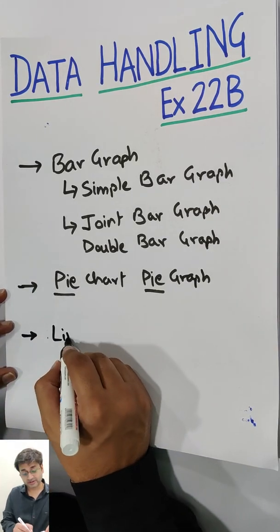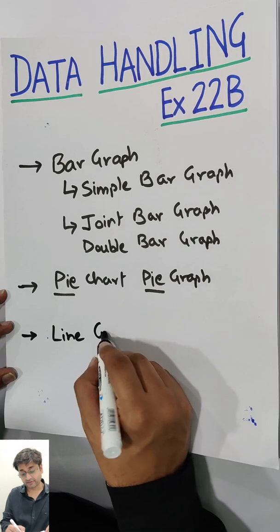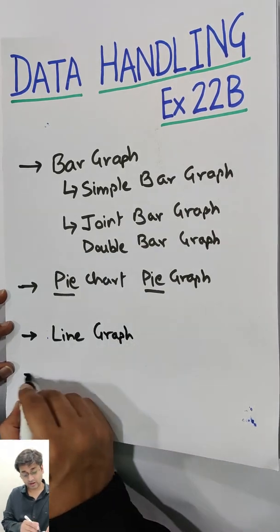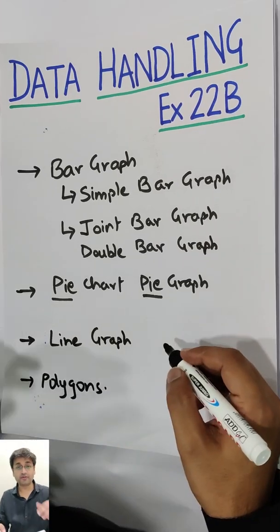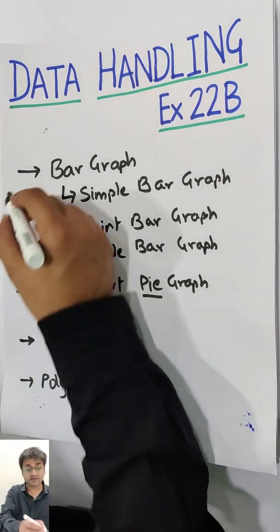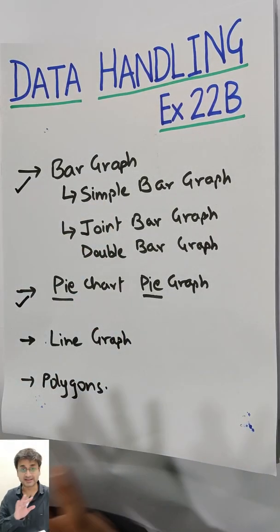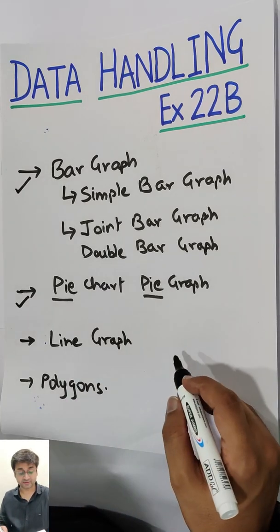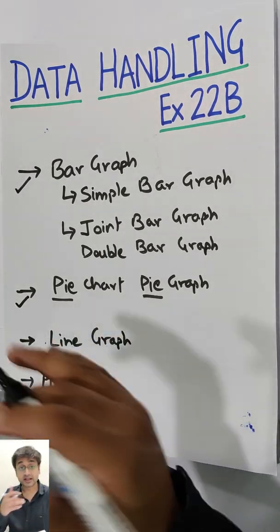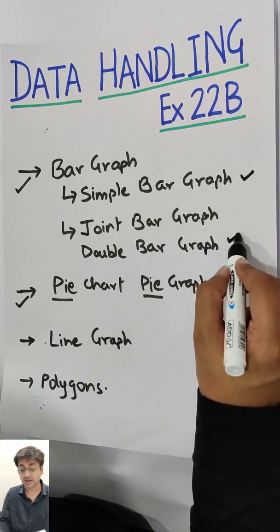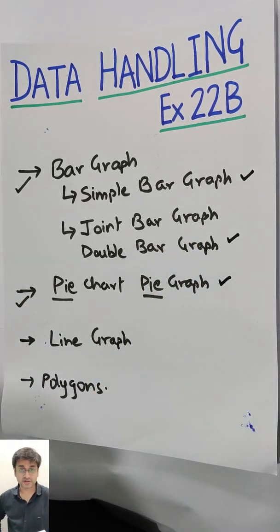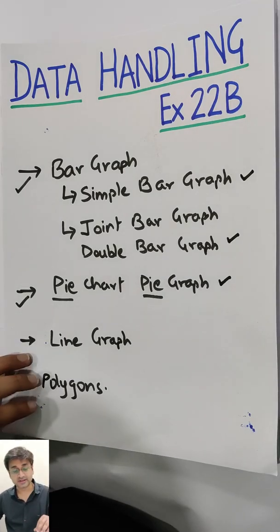Third method to present the data is line graph. Fourth is polygons. So there are many different types of presenting the data. Out of that, we are going to study these. We are not getting into line graphs, polygons and all that for this year. That's going to be next year. So are you curious enough to understand how to do simple bar graph, double bar graph and pie charts? If you get this, you're sorted with this exercise.